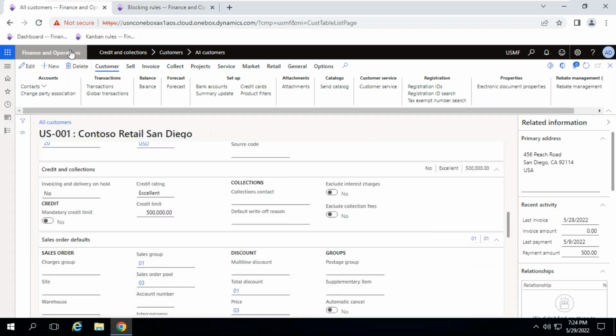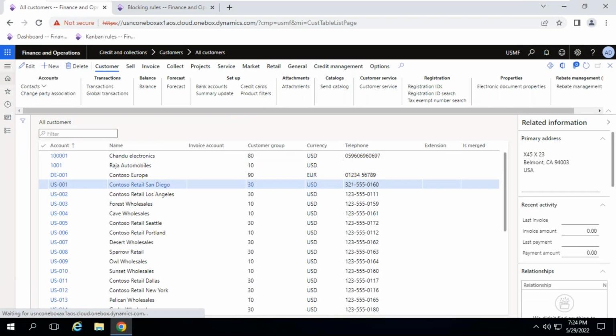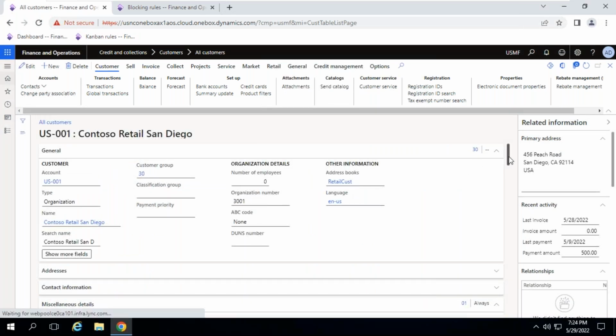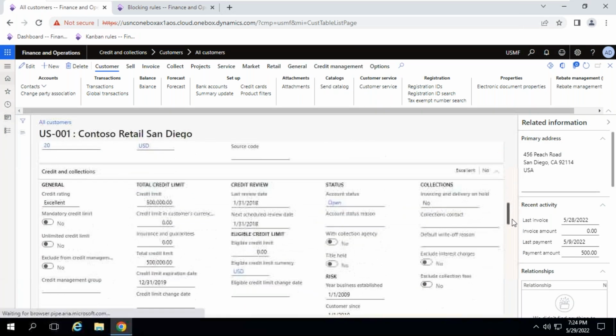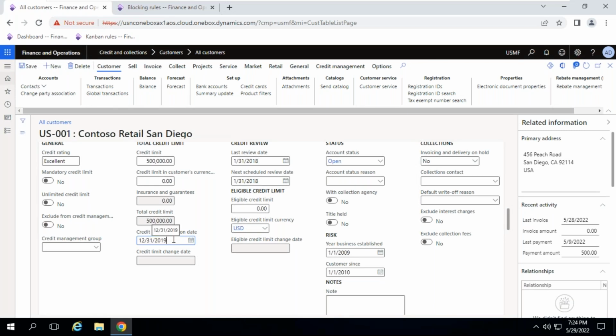For this customer, let me refresh. It is not refreshed because the new module, whatever I have added, is not refreshed here on the screen. Now let me open this customer. Look at this one. Credit limit date. So the date is expired.